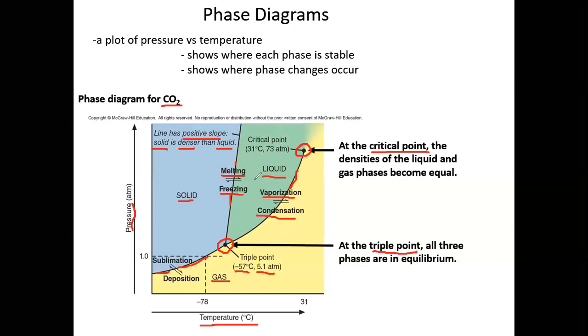So again, some key things here. We have the critical point, the pressure and temperature above which you can no longer distinguish if it's a gas or a liquid. We have the triple point where all three phases coexist. And we have to investigate the solid-liquid phase boundary to see whether the solid is denser than the liquid or the liquid is denser than the solid by looking at its slope. Since it's a positive slope, solid CO2 is more dense than liquid CO2.